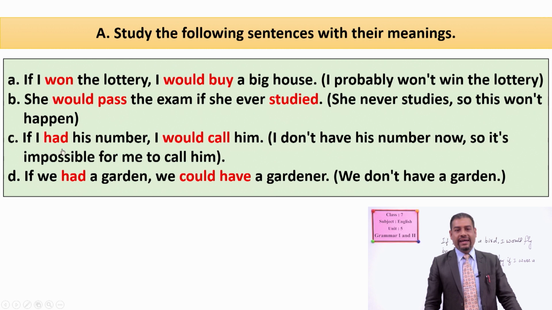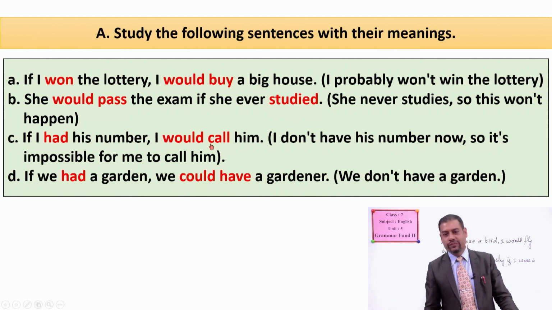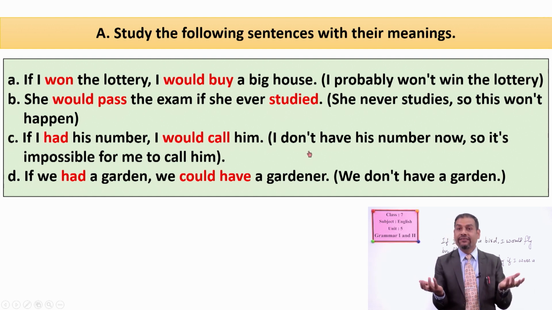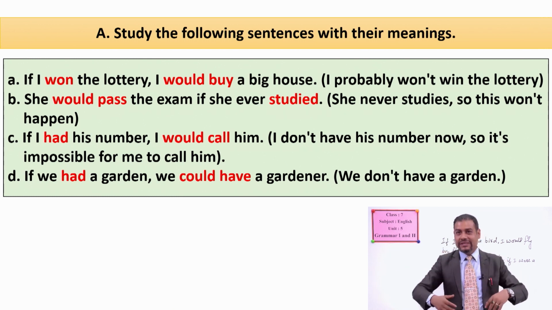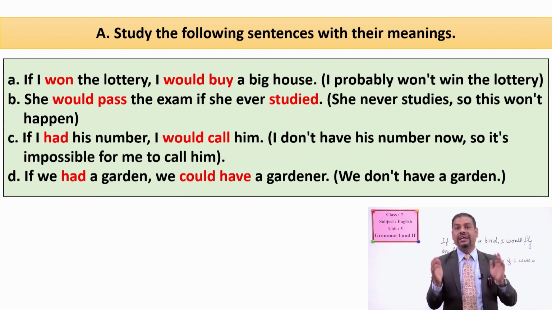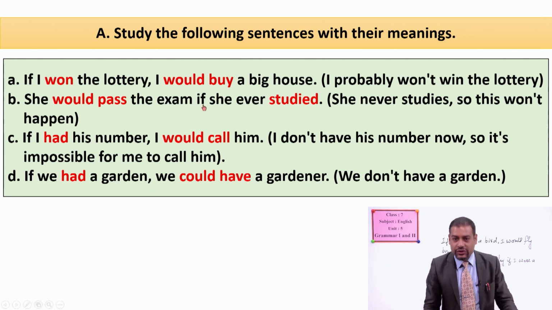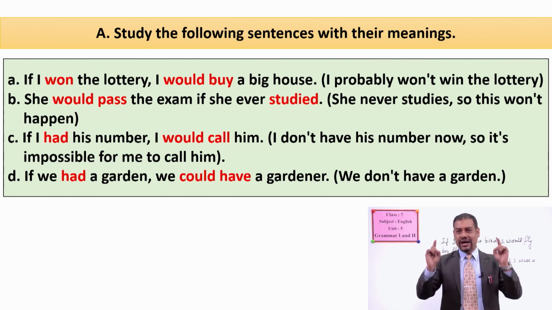Number C, if I had his number, I would call him. I don't have his number now, so it's impossible for me to call him. This is also the same thing. Here is past tense. Had means past tense of have, and then we have again would plus infinitive, and it is impossible. If I had his number means that I don't have his number. So if I don't have his number, then can I make a call? No, it is impossible. So to express this type of impossible action or imaginary action, you have to use again the structure of conditional sentence type 2.